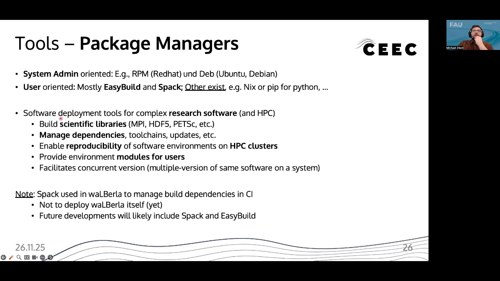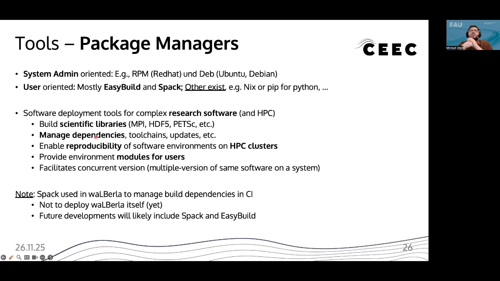The idea is to deploy software with these special needs that I told you before, especially in HPC. So you need to build your scientific libraries. You need to manage this very complicated dependency chain. Every software built in an environment has to be reproducible on the cluster. So if I do it twice, it should have the same outcome. And it also allows to provide modules for users and facilitates concurrent versions.